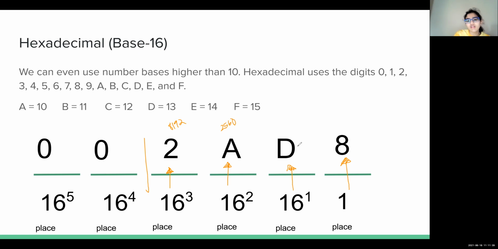And then d over here is 13, so 13 times 6 is equal to 208. And then we just do 8 times 1 and we get 8, right? So we add these together and then our final answer is 10968. So I think everyone who I've seen so far has gotten it correct.